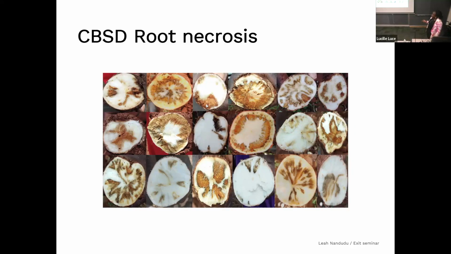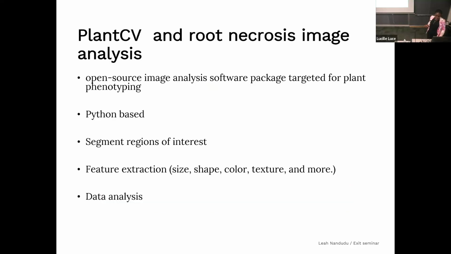You can see that there are different expression patterns of root necrosis. We agree that this could be due to environmental factors. It could also be due to the isolates within the field. So there are so many factors that lead to these necrotic patterns. So we collected different images and used them for analysis to study root necrosis. We used PlantCV, which is an open source software for segmentation of areas of interest in an image. This is a Python-based method.